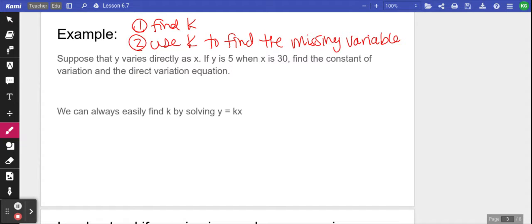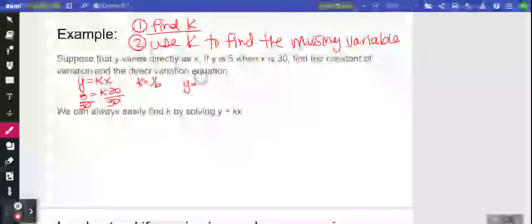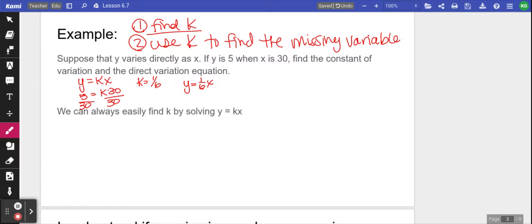So it says, suppose that y varies directly as x. So you know that y equals k times x. If y is 5 when x is 30, step 1, find k. So dividing each side by 30 to get k by itself, I know now that k is 1/6. Now, give me the direct variation equation. So I'm just going to substitute that in. So I have y equals 1/6 x.